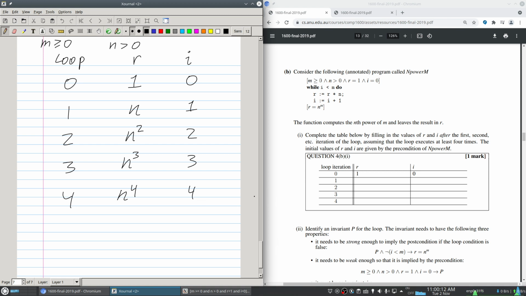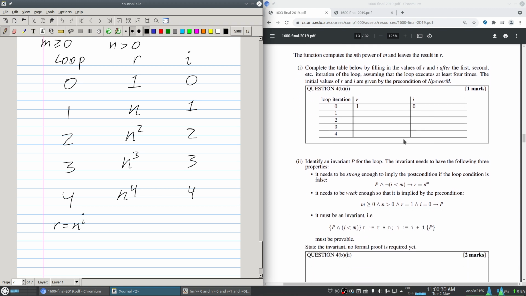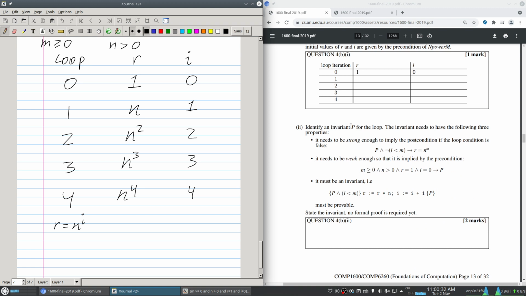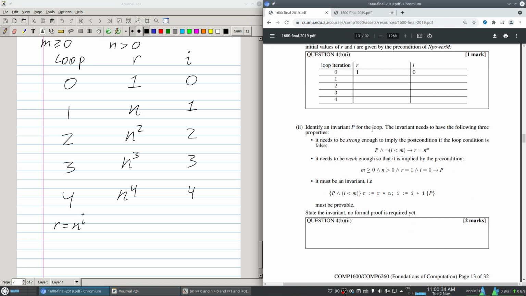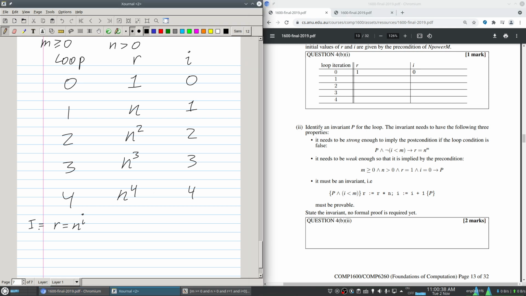And it's a lot more obvious spotting the invariant when you leave n as an arbitrary n rather than picking n equals 2 or n equals 3, because now it's super obvious what the invariant is, right? Clearly, at all points in the loop, r is going to be equal to n to the power of I. So for the second part, identify an invariant. I'm going to use the word I instead of p, because I've reserved p for the precondition. I'm going to guess that this here is my invariant.